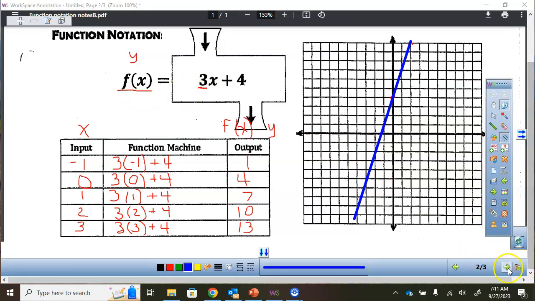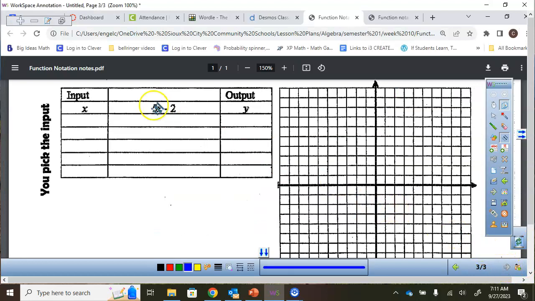So let's try one more. Flip your note sheet over. Now my function is 5x minus 2. So that means for every input, this can be my x. I'm going to get an output, which we're going to call f of x or y. So this could be f of x, or sometimes you might refer to it as y. So let's use the same inputs: -1, 0, 1, 2, and 3.